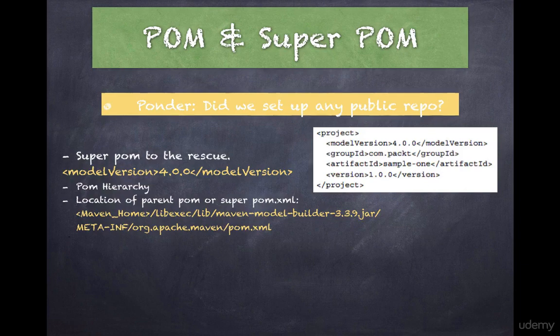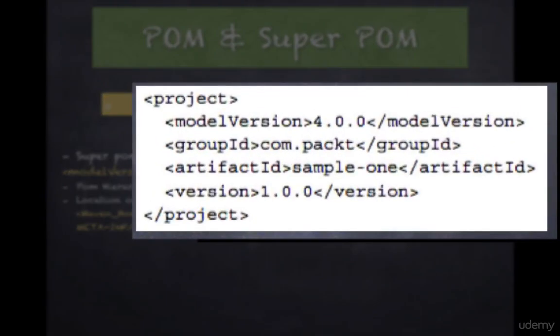The minimal POM configuration for any Maven project is extremely simple, which is as shown above. That is project, model version, group ID, artifact ID, and version number.